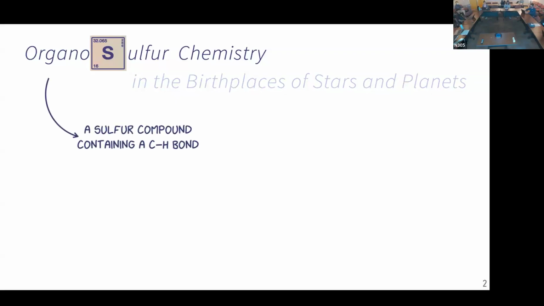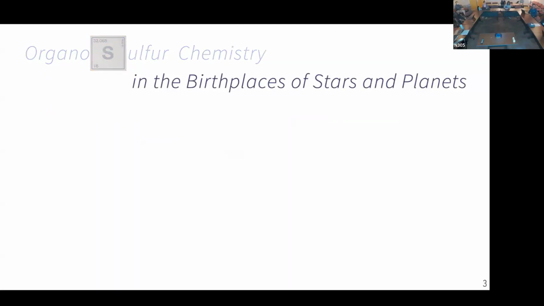When I say organosulfur chemistry, I mean a sulfur compound containing a CH bond. The simplest of this would be HCS. But what I mostly focus on is methyl mercaptan. This is what the structure looks like. This is the sulfur analog to methanol, which will be important. Just so you're aware, when I say methyl mercaptan, it's CH₃SH, or in some of these slides, it's abbreviated as MESH.